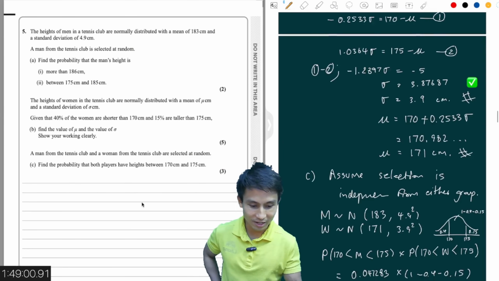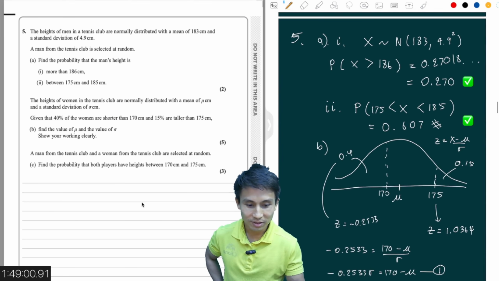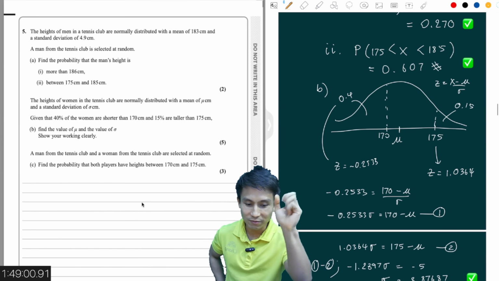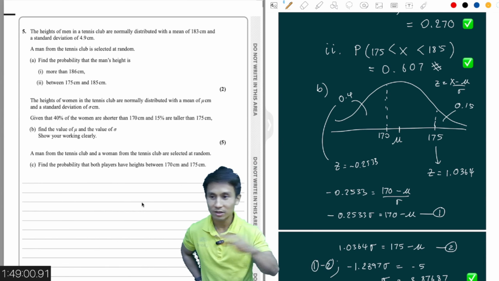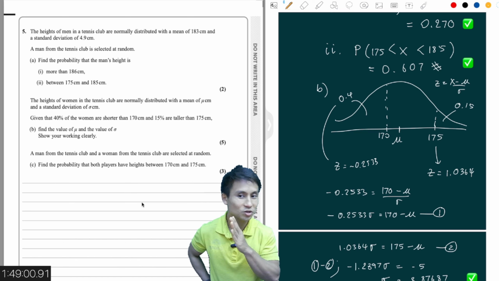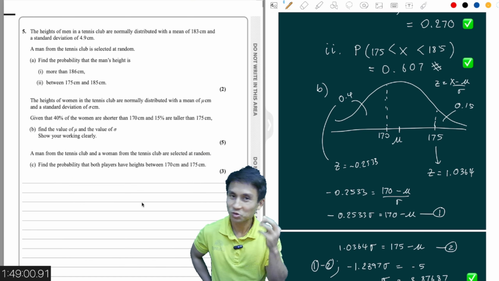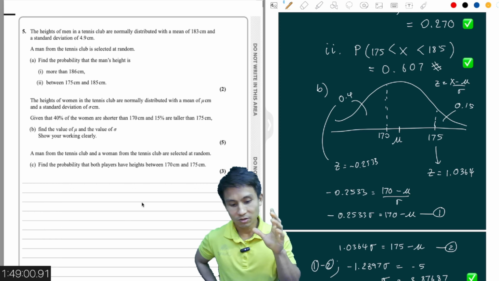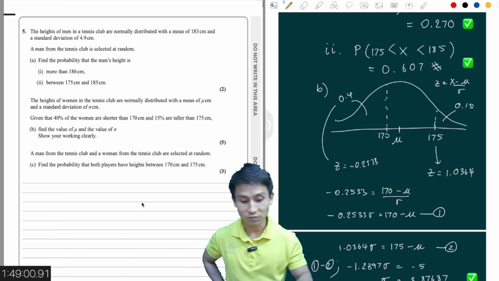Number 5, it's just normal distribution for both of these. Nothing particularly hard here, I think it was fine. Just make sure you understand how to calculate from the given probability or area to the mu and sigma. When they ask you for 2 things, usually it's simultaneous. Just get that intuition. You need to find 2 equations to solve simultaneously.